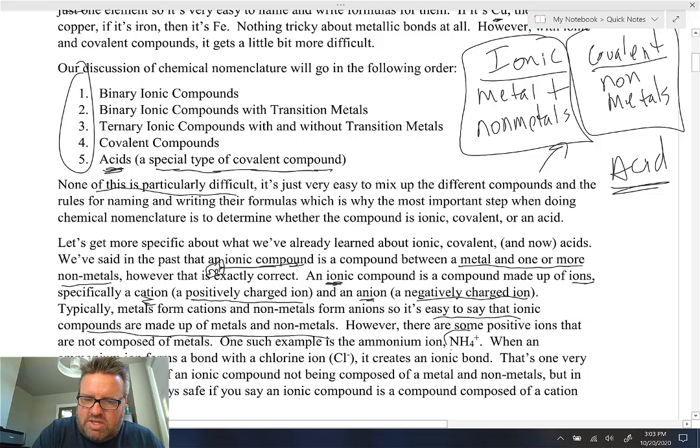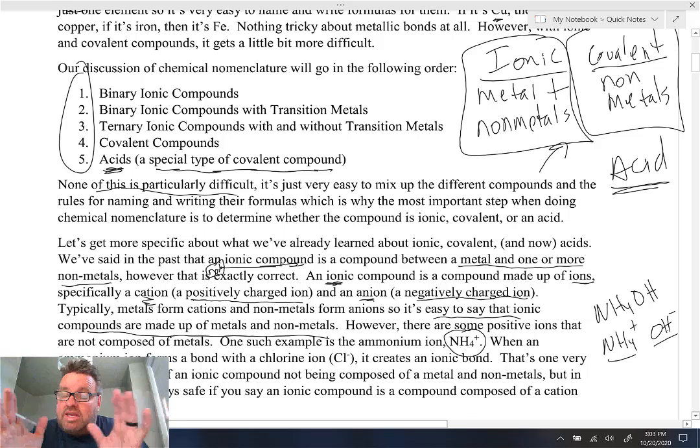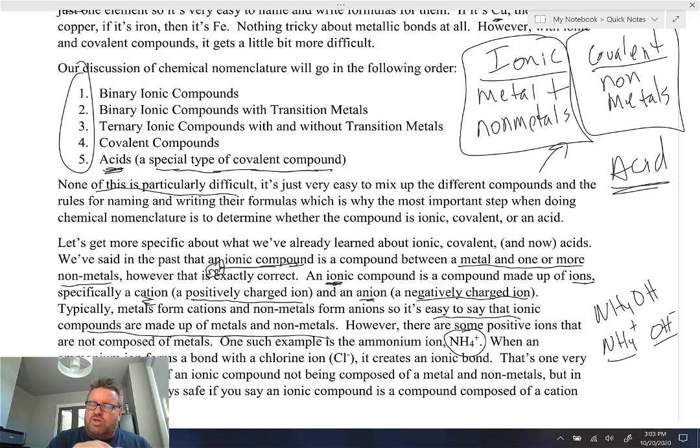One of them is what is called ammonium. For example, this compound right here, NH4OH, is made up of a positive charge, NH4+, and a negative charge, which is called hydroxide, OH-. But notice that it does not have any metals in it at all. Those are all nonmetals.